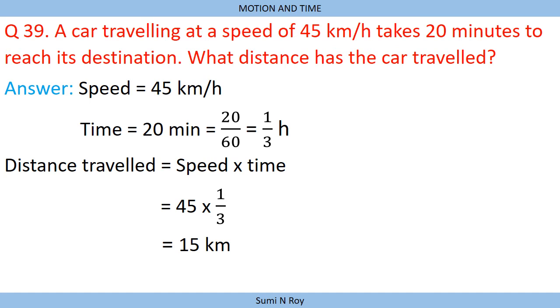hours. Now by substituting in the formula, distance traveled is equal to speed into time. The speed is 45 kilometers, so we have written 45. Then the time is 1 by 3 hours, so we have written 1 by 3, and the answer is 15 kilometer.